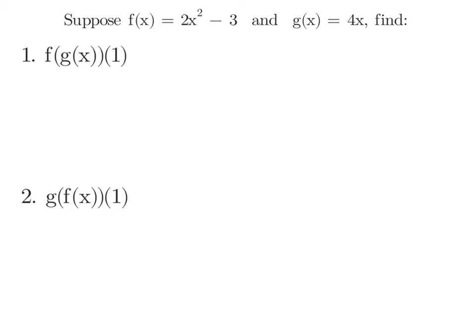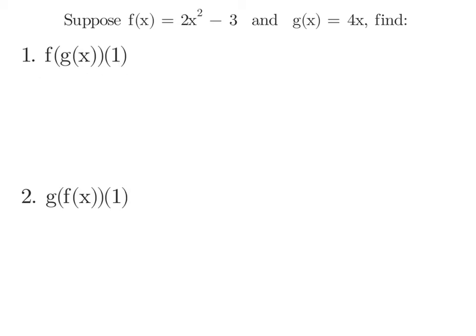While definitions are all well and good, let's actually put this into practice, so hopefully it makes a little bit more sense. Let's say I have two functions. I have f of x is equal to 2x squared minus 3, and I have g of x, which is equal to 4x. Let's do a couple examples with these two functions. Let's say I'm looking for f of g of x when x is 1. That's how we read that.